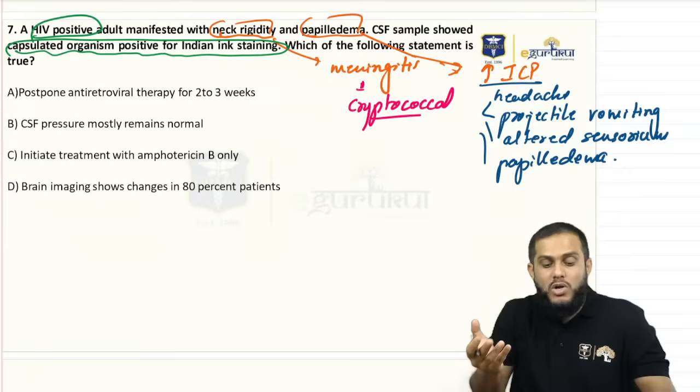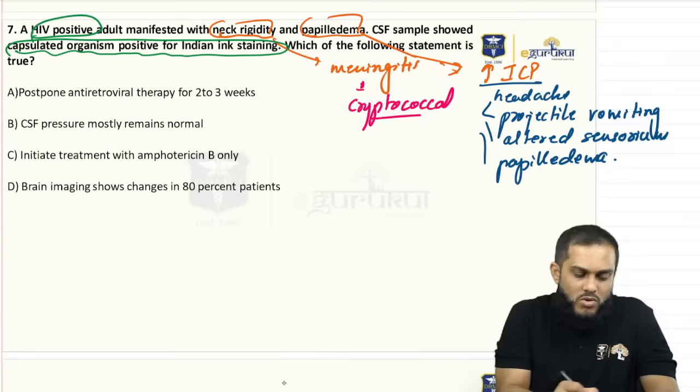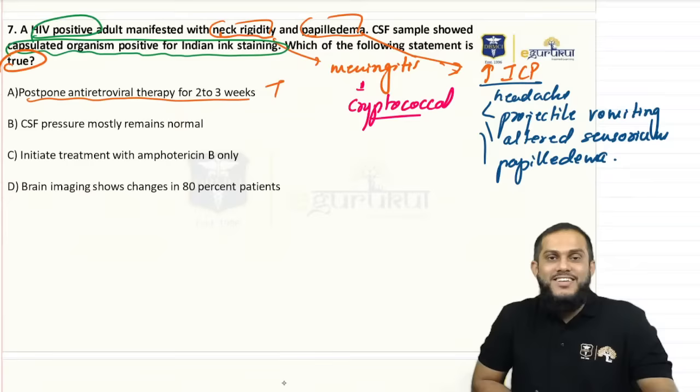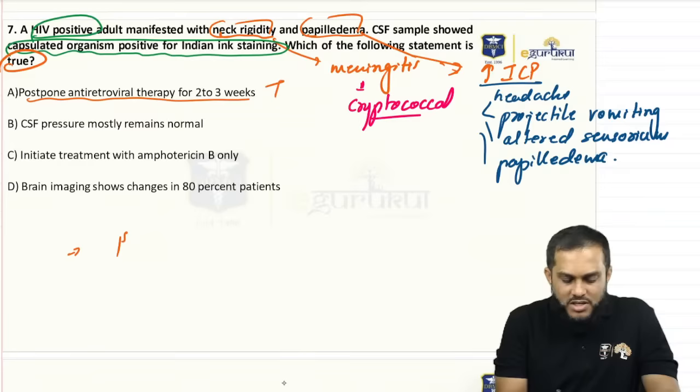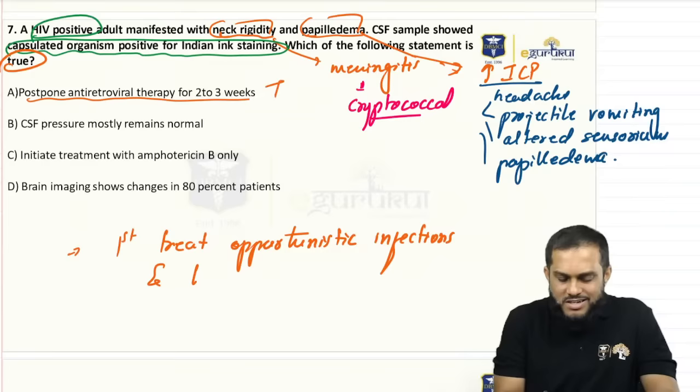Now, the HIV patient is on antiretroviral therapy and got cryptococcal meningitis. The question is, which of the following statements is true? Sir, postpone the antiretroviral therapy for 2 to 3 weeks. True statement. You got the true statement. Sir, why? Because, sir, remember this point: first treat opportunistic infections and then start ART. This is the rule of treating opportunistic infection in HIV.